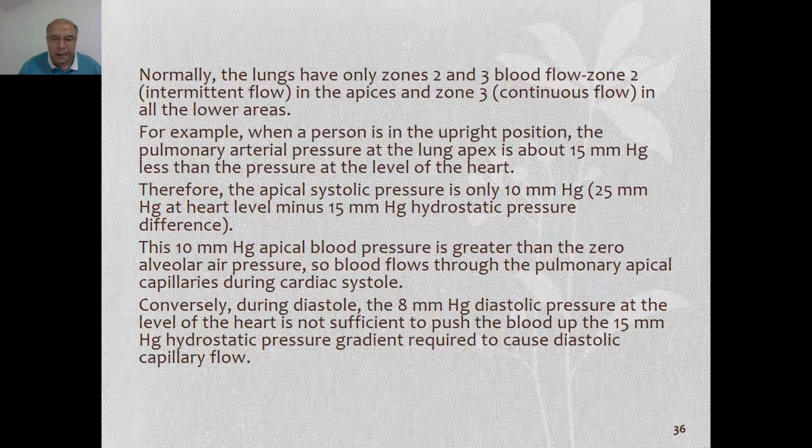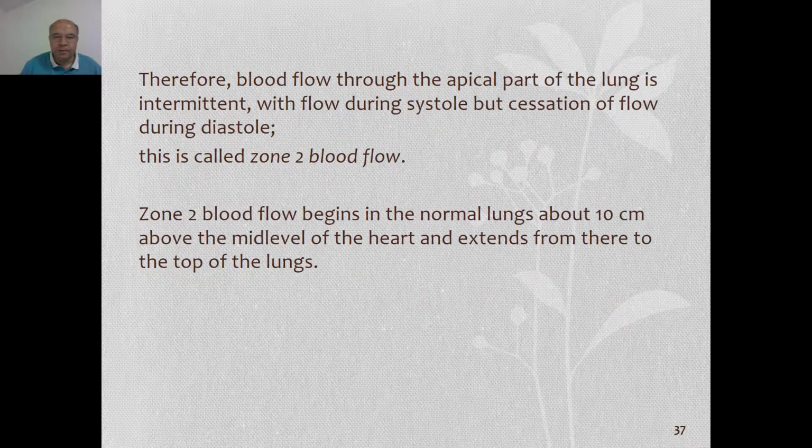Conversely, during diastole, the 8 mm mercury diastolic pressure at the level of the heart is not sufficient to push the blood up the 15 mm mercury hydrostatic pressure gradient required to cause diastolic capillary flow. Therefore, blood flow through the apical part of the lung is intermittent, with flow during systole but cessation of flow during diastole. This is called zone 2 blood flow. Zone 2 blood flow begins in the normal lungs about 10 cm above the mid-level of the heart and extends from there to the top of the lungs.